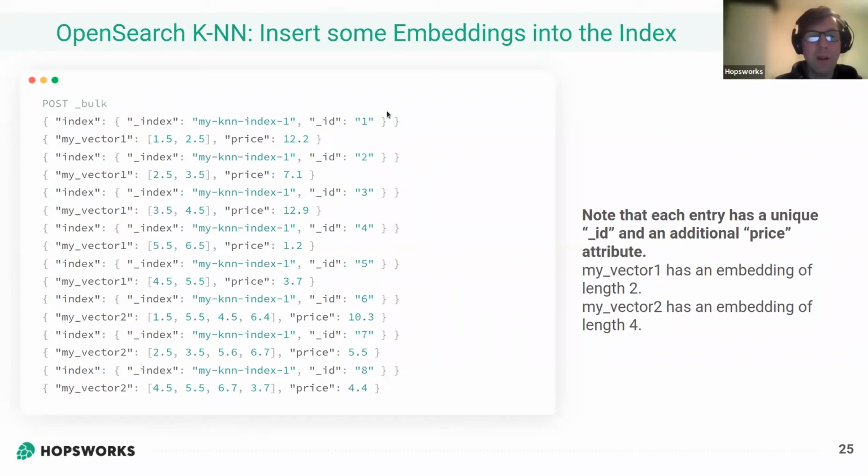You can see every row in this index has a unique ID. You can see we've got 1 to 8, actually, which is all I could fit on this page. And you can see for the second vector, my vector 2, the array is now length 4. So the embeddings aren't of length 2, they're length 4. So this is basically how you write your data into the index.